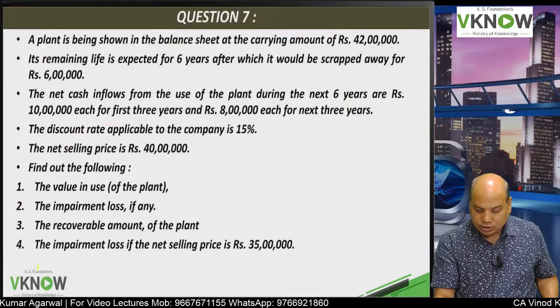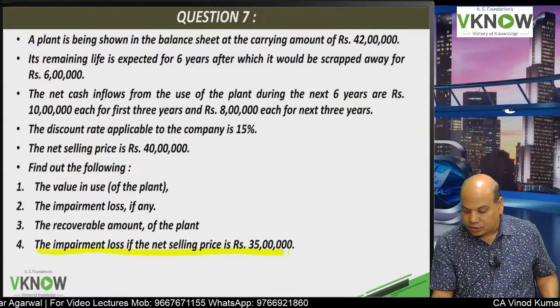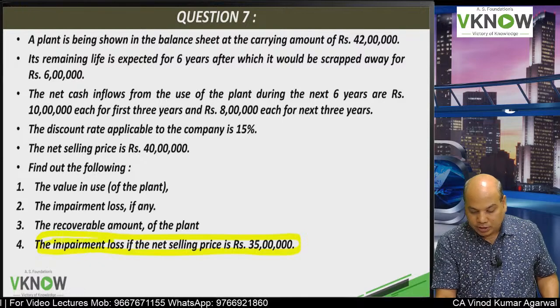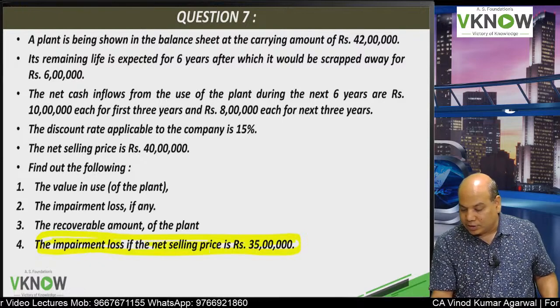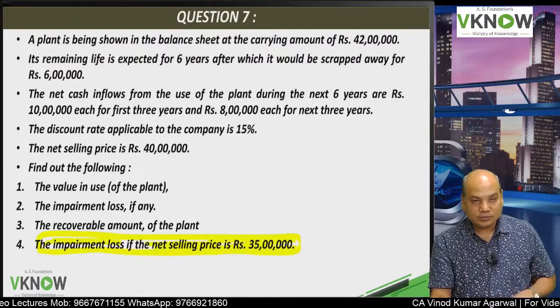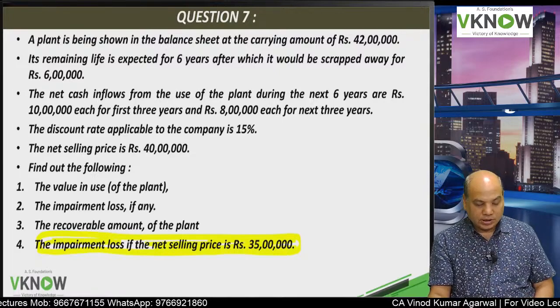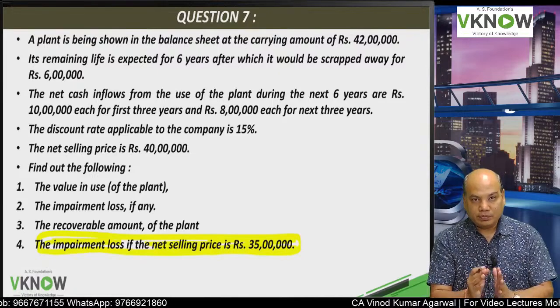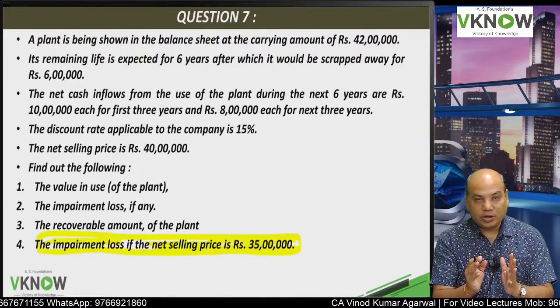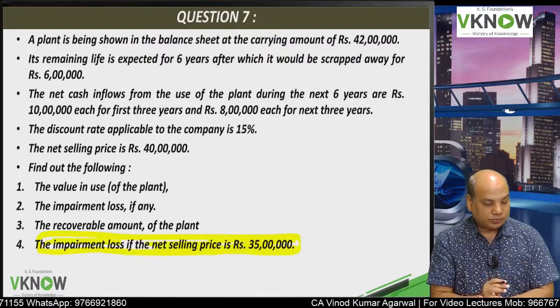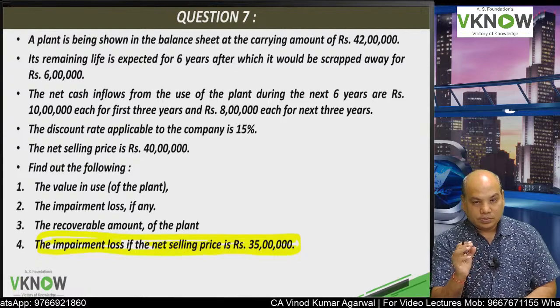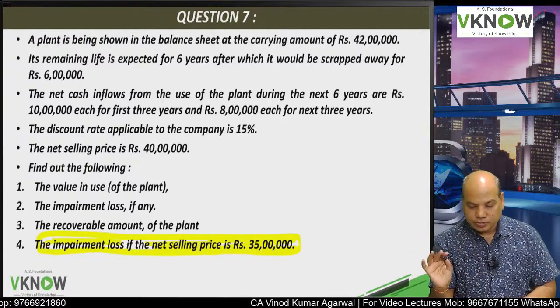In the second question, what they have done? They have changed the question. The question is now, what will be impairment loss if the net selling price is 35 lakh? If the net selling price is 35 lakh, then probably my recoverable amount will change. And if my recoverable amount will change, then my impairment loss will also change.